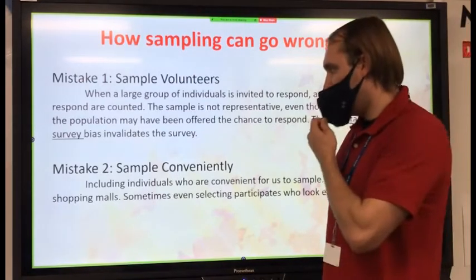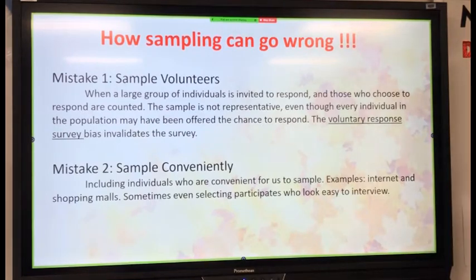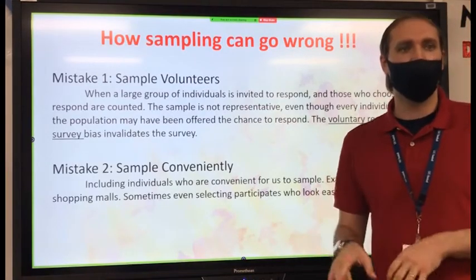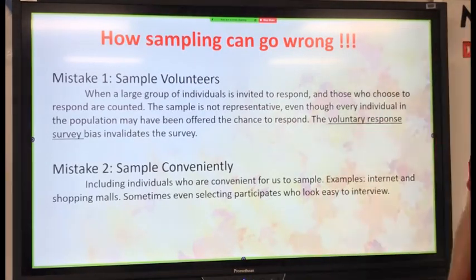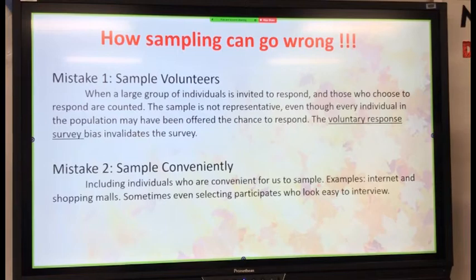Mistake number 2 is sampling conveniently. Include individuals who are convenient for us to sample. Examples: the internet. I just want to take samples from the internet because it's easy. I type in a Google form, bam, and I'm done. Shopping malls. Sometimes even selecting participants who look easy to interview.